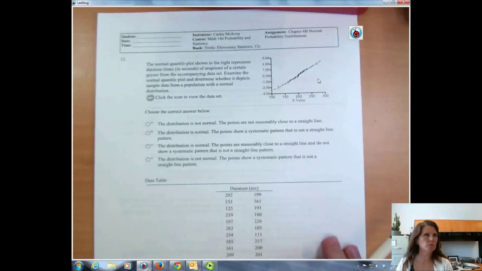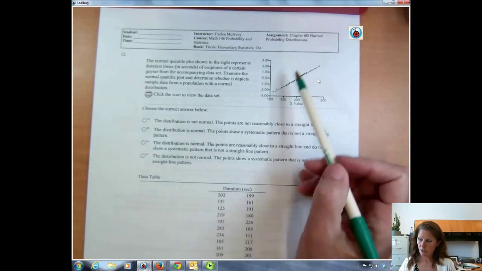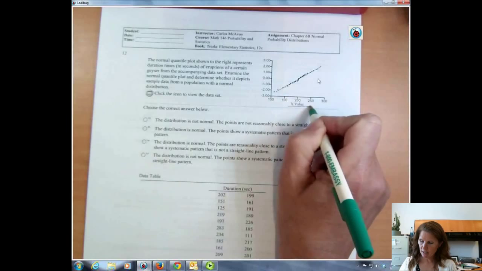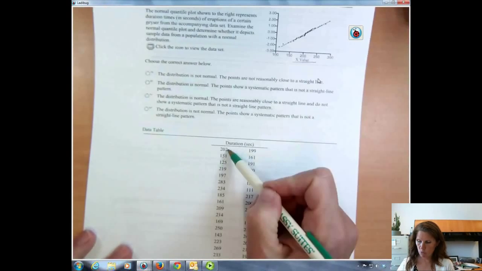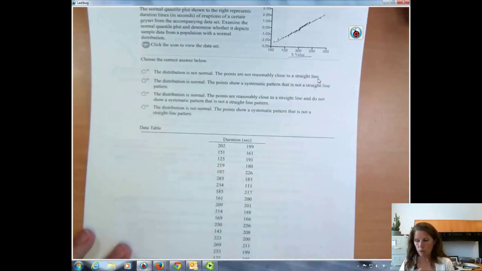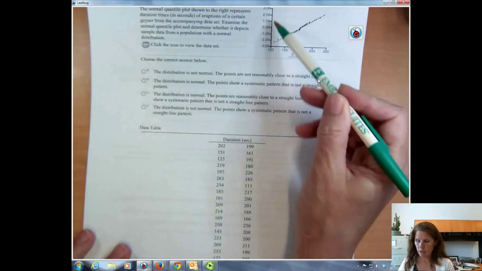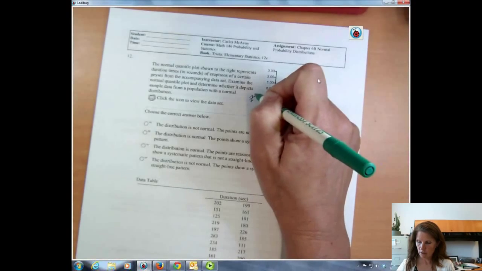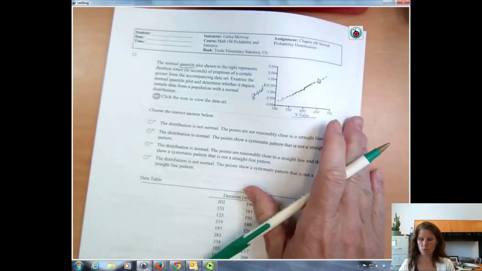And we're starting with this problem talking about the normal quantile plot. When you look at the x, we're talking about an x value given in the data set, like 202, 151, etc. All of these are data points that go along the x value. And then the y value, or the vertical axis, is the z-score. That's what a quantile plot is, it talks about the z-scores.